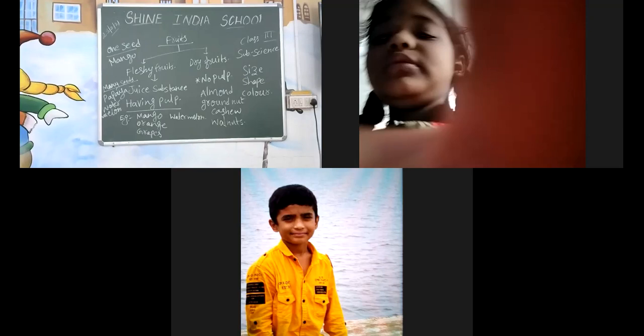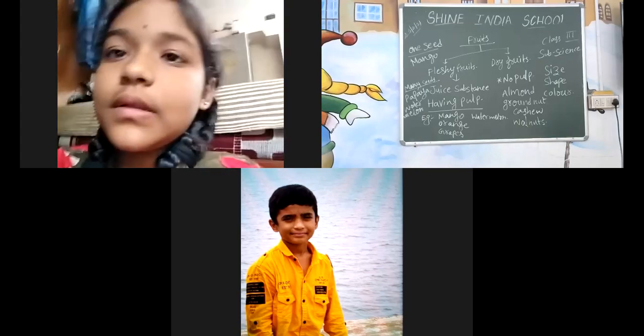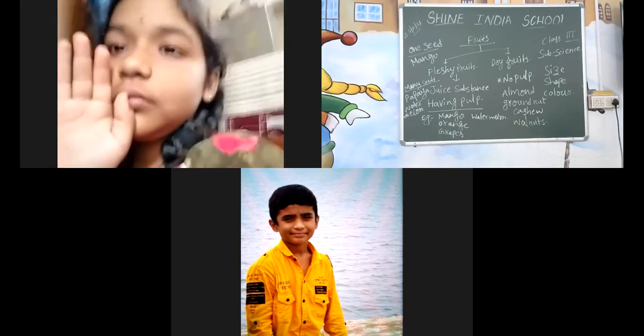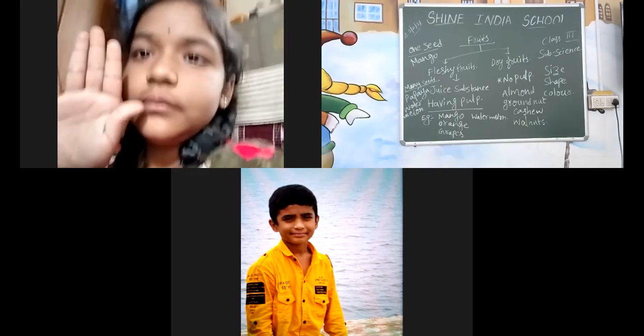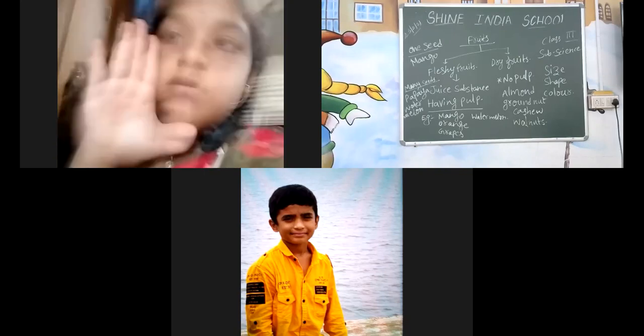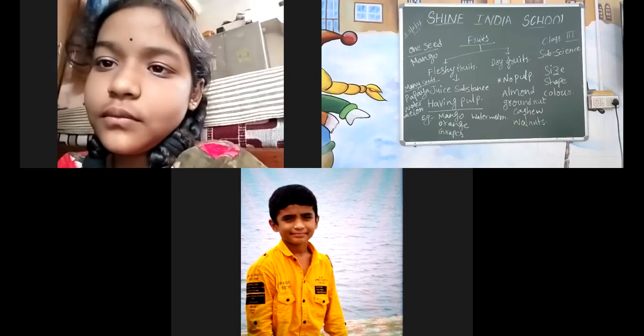Now, why do we call them dry fruits? Not have a pulp. Good. What about the fleshy fruits? Do fleshy fruits have pulp? Yes. Now tell me some fleshy fruit names. Apple. Dragon fruit, okay. Good. Pomegranate, okay.